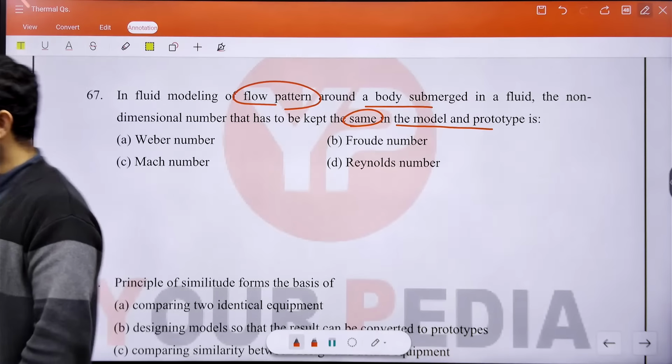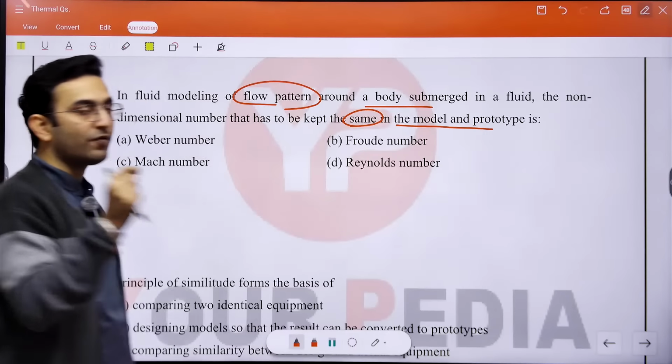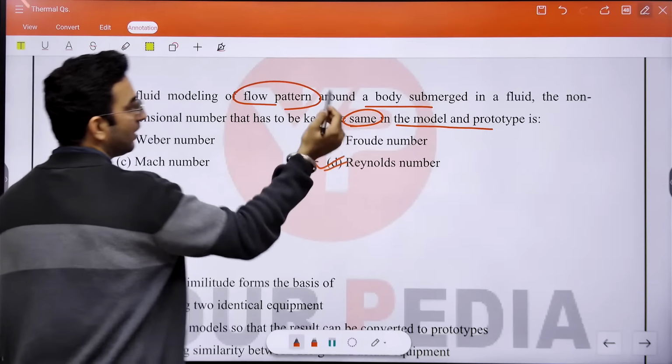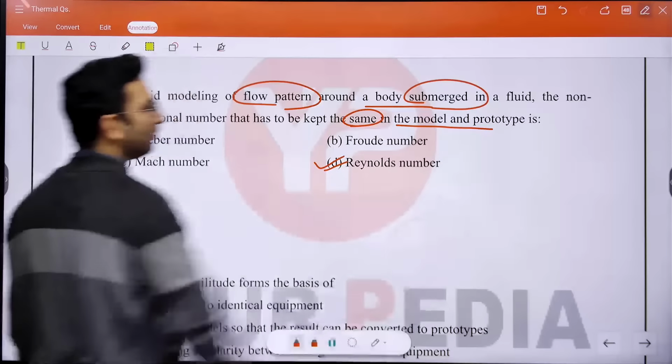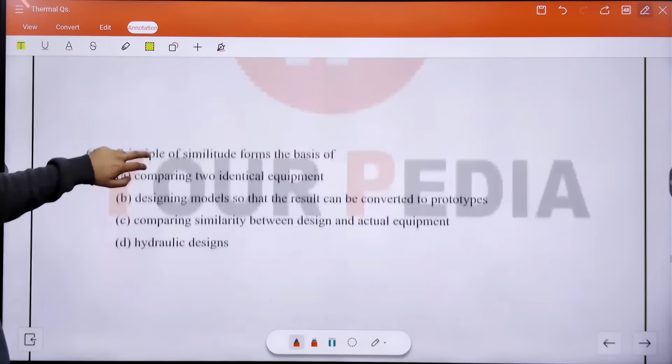Okay. So always remember that in order to create the similarity between the model and prototype, we have to use the Reynolds number here. Under which case? Under the submerged case here. In the case of open flow, you have to use the Froude number here.